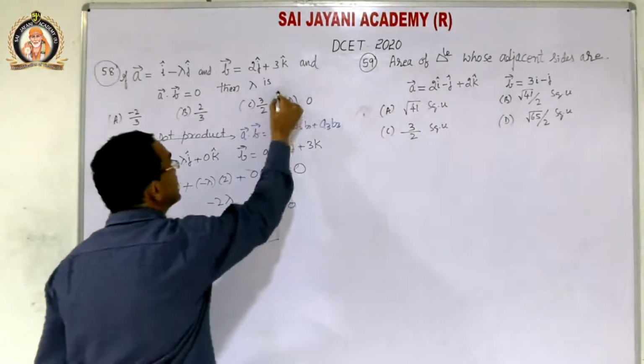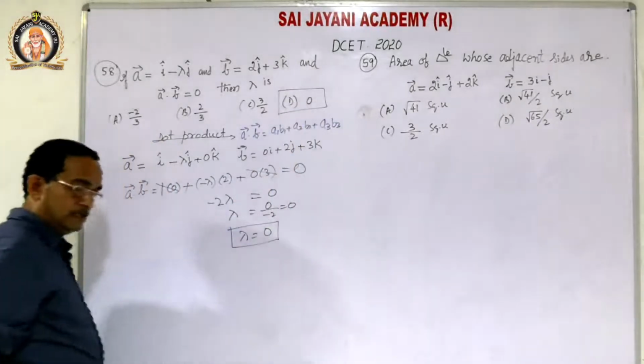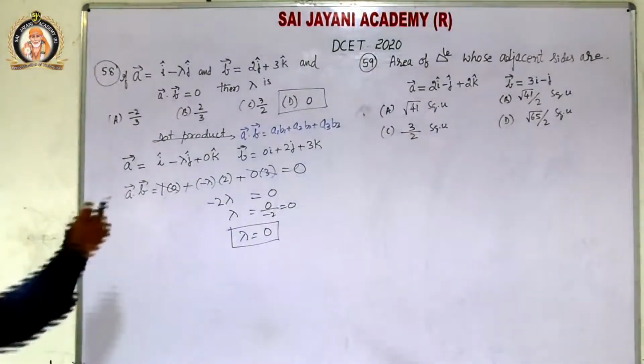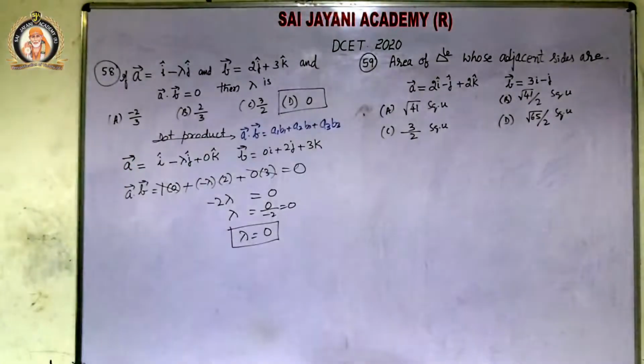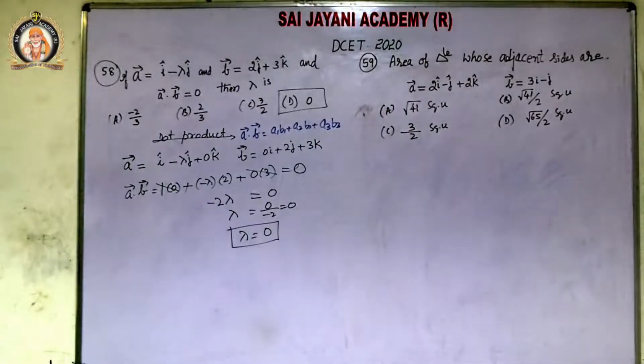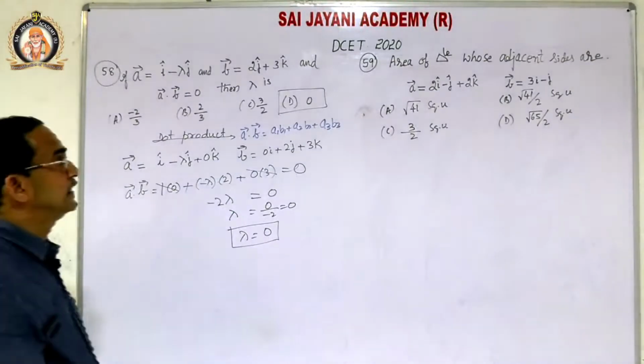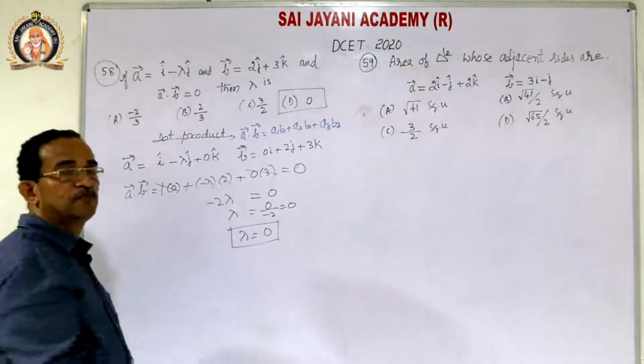So the right answer according to this problem is D. Usually they are not going to give it like this, but anyhow in this question paper it is like that. Usually the lambda value will be non-zero, but here the answer is 0. So now we have to find the next question, that is question number 59.